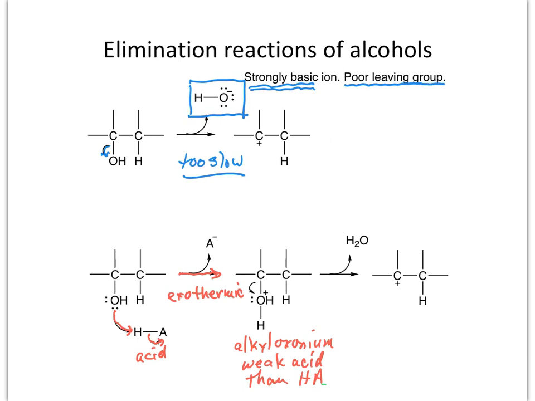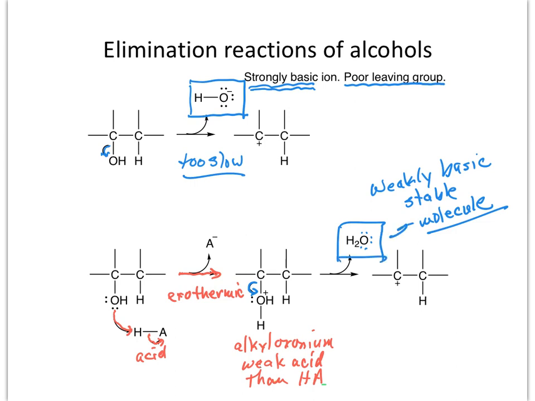Once we've protonated that, now when that leaves, what's leaving is water. And water is a weakly basic, stable molecule. That makes it a good leaving group. So often when we're dealing with alcohols and we need something to be a leaving group, what we make the leaving group in the end is water, because water is a good leaving group.